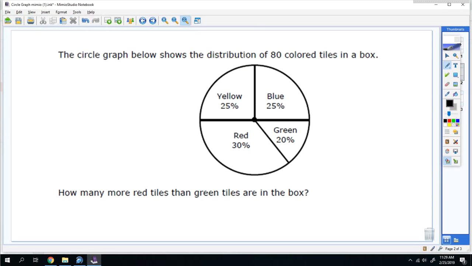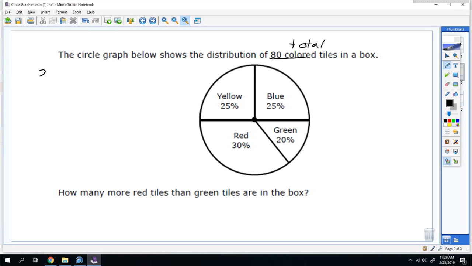All right, next one. The circle graph below shows a distribution of 80 colored tiles. Okay, so that's your total. How many more red tiles than green tiles are in the box? Well, this one's extremely similar to the one we just did. So why don't you pause the video and try this one by yourself, give everyone enough time to do it, and then continue playing the video to see the answer.